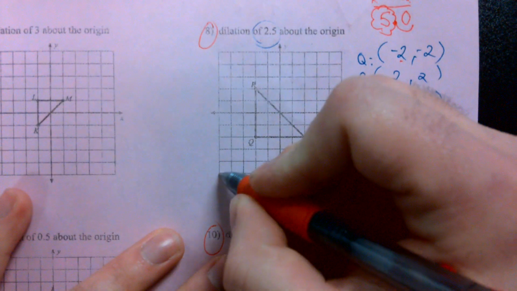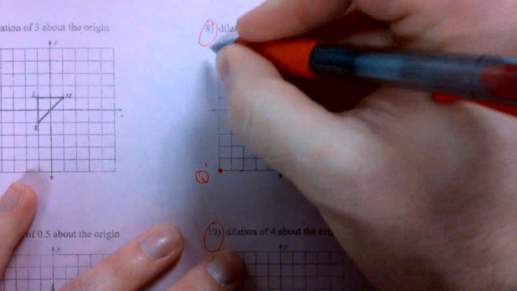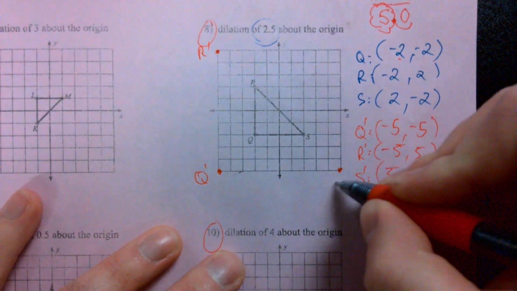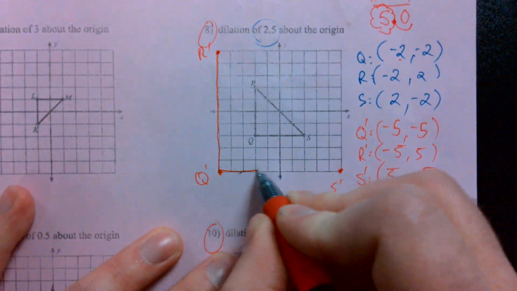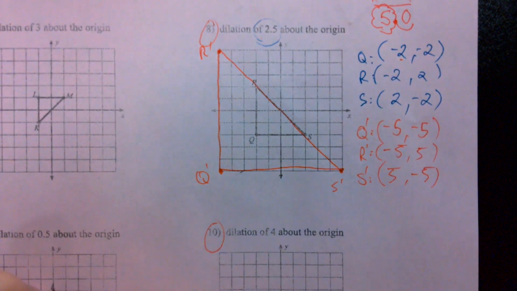So Q prime -5, -5 down there in the bottom left. R prime -5, +5 up there in the top left. And S prime +5, -5 down there in the bottom right. Connect all those dots. We've got a nice large triangle here that looks just like that.